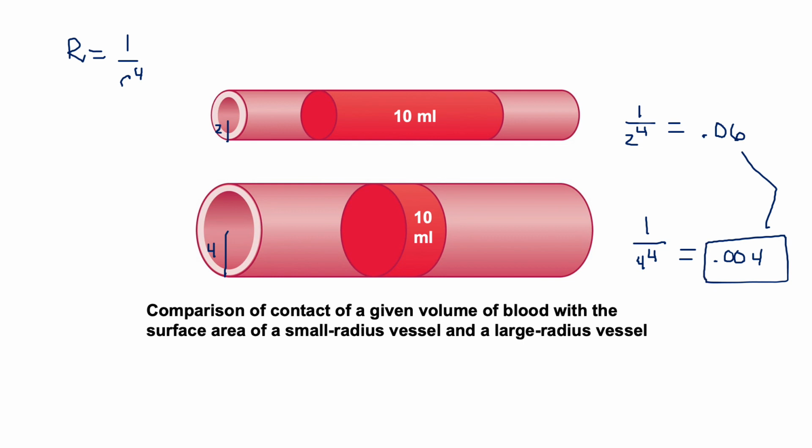And if we visualize that, we can see why. Here we have 10 mils of blood. And you can see how much contact there is with the vessel wall. Right? So there's going to be lots of friction. Here is our larger vessel. And you can see with that same volume of blood, how much less contact there is with the vessel wall. So it's going to move through that larger vessel more easily with less friction.